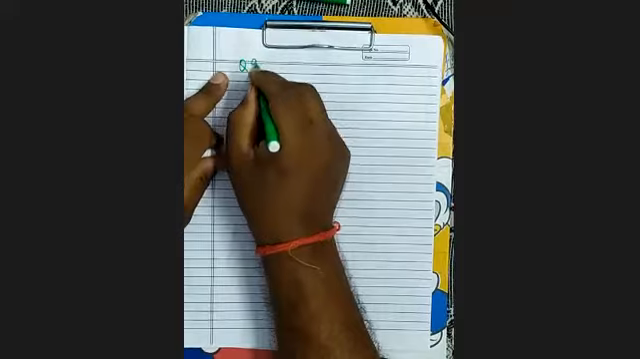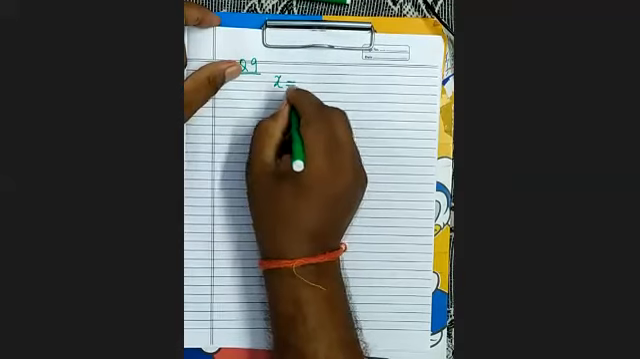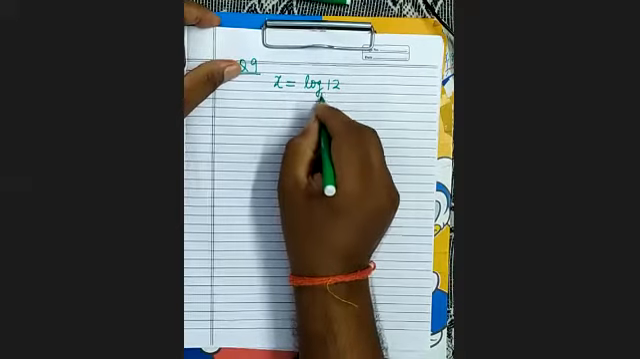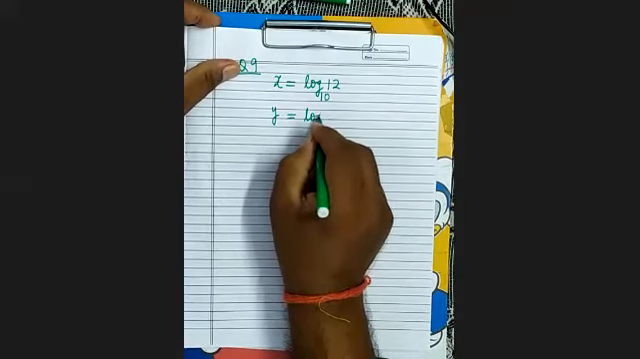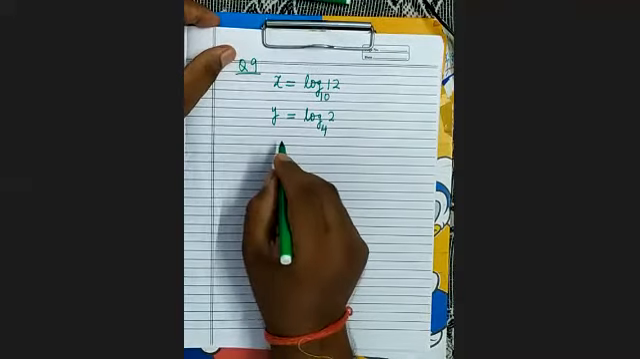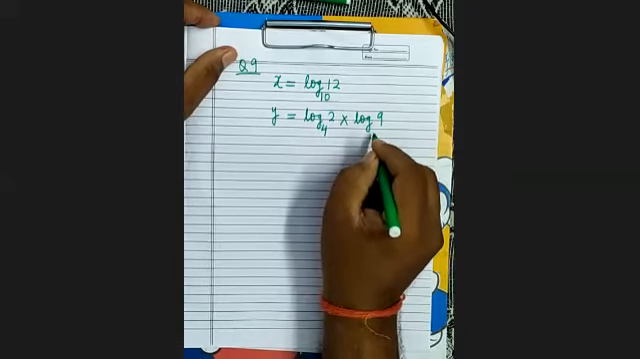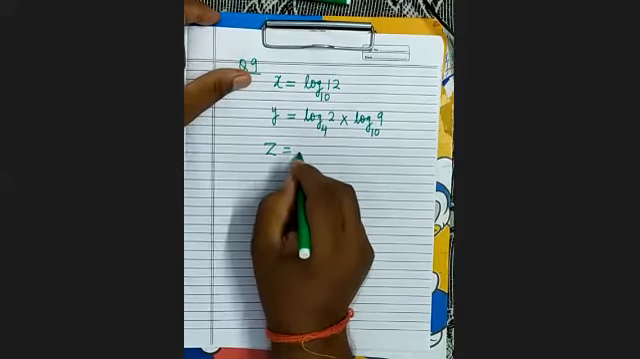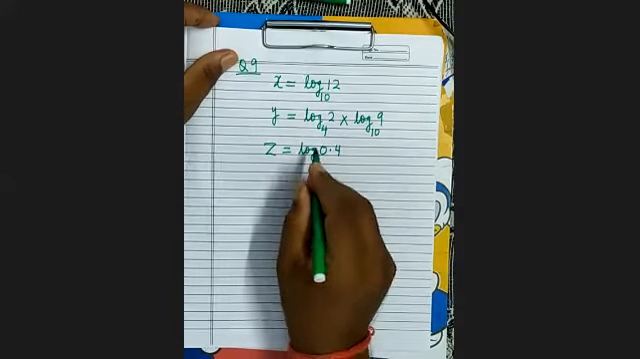Question number 9. अगर बुक ना ओपन कर रखी हो, बुक को फिर से खोल ले, अदरवाइज समझ में नहीं आएगा. x = log 12 to the base 10, y = log 2 to the base 4 into log 9 to the base 10, and z = log 0.4 to the base 10.